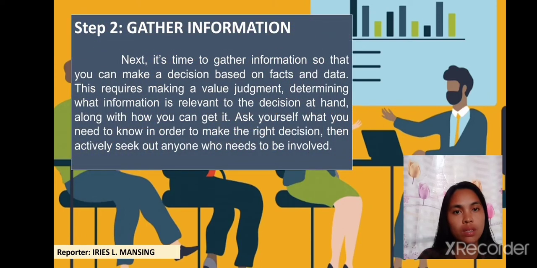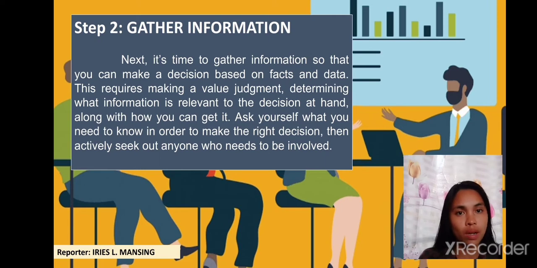The second step is gather information. So it's time to gather information so that you can make a decision based on facts and data.